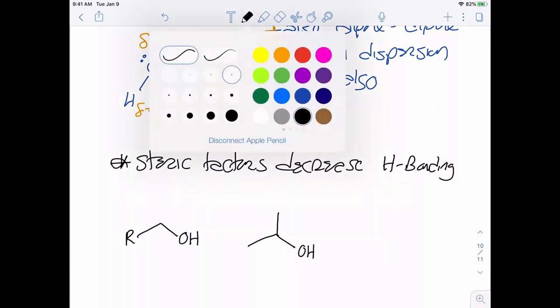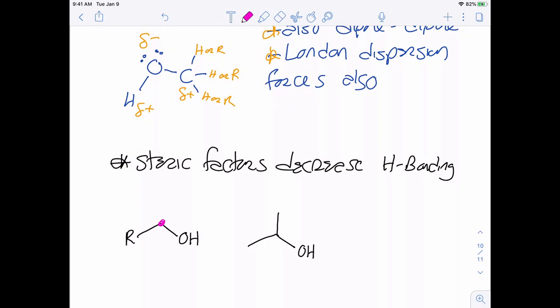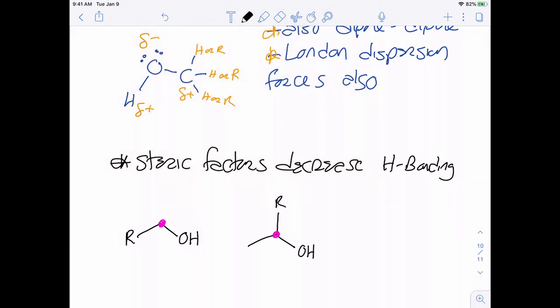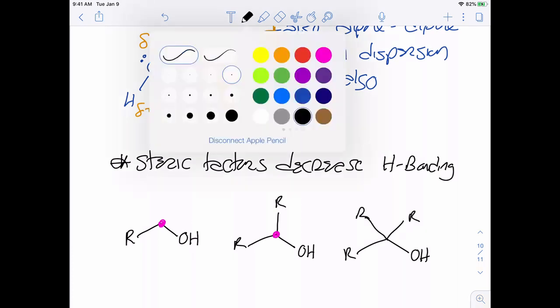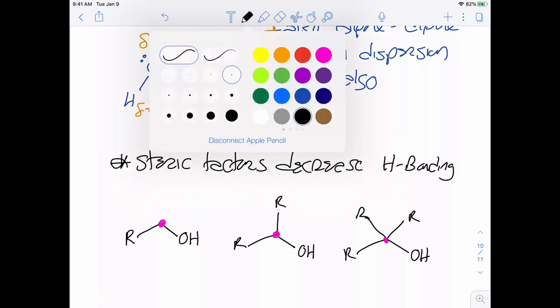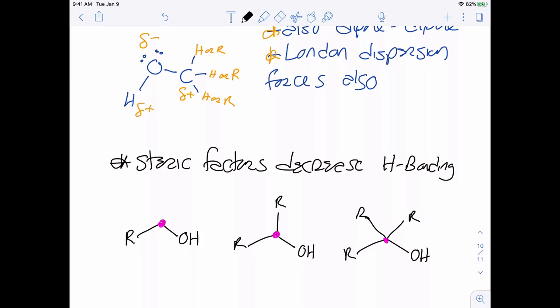So this carbon right here, this is the carbon that's bonded to the hydroxyl group, it's bonded to one other carbon group. This one here is secondary, right? This carbon is bonded to 2 other carbon groups. And then we could have a tertiary alcohol where that carbon that's bonded to the hydroxyl group is bonded to 3 other carbons. And as you guys know, as we increase the number of carbon groups, right, it becomes more sterically hindered.